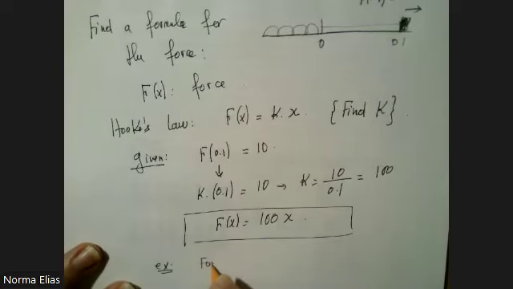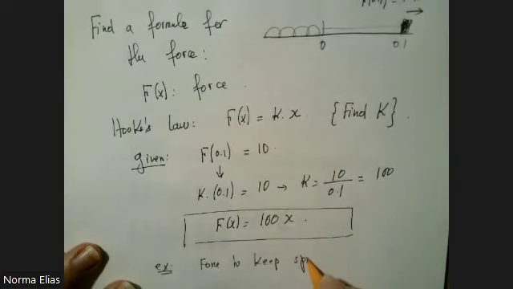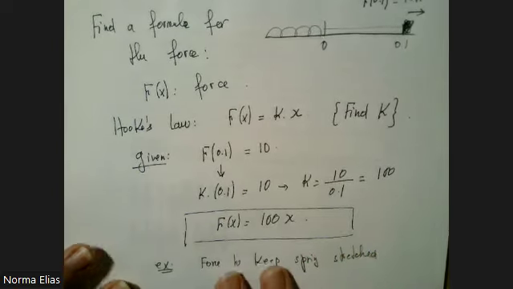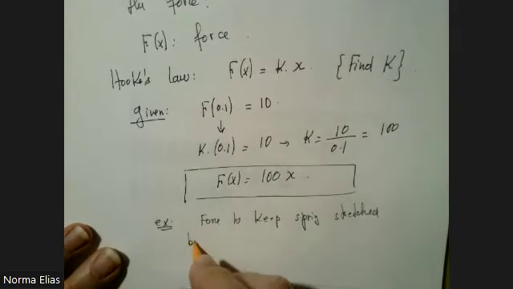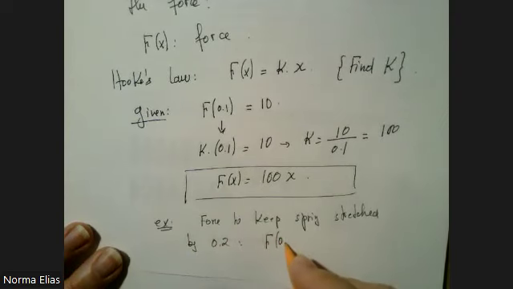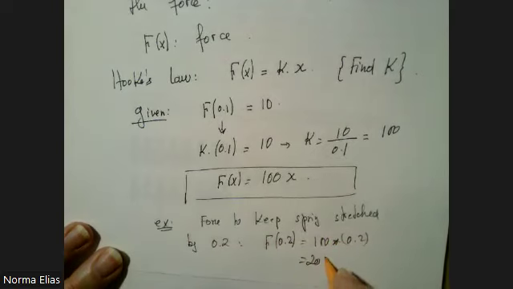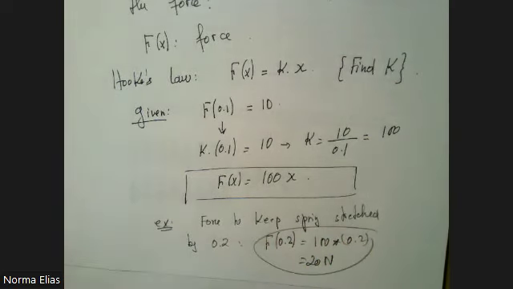So the force to keep the spring stretched by 0.2 meter is F at 0.2. It means it's 100 times 0.2, which is going to be 20 Newton. If I want to see how much we stretch it, 0.3, 100 times 0.3. So now I know everything about the force.